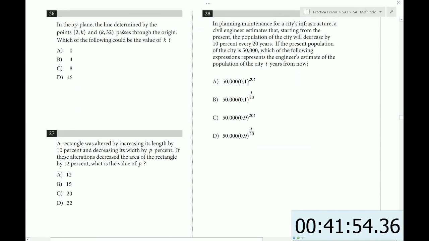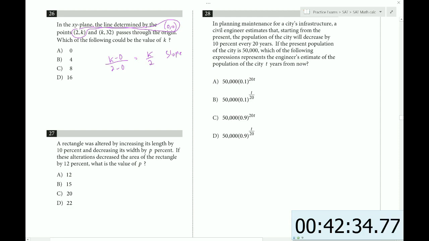In the xy plane, the line determined by these points passes through the origin. The origin is 0, 0. Which of the following could be the value of k? If we did a slope formula with these two points, we wouldn't get very far, because we would have k as an unknown. However, we could also use 0, 0. So for instance, we can use 0, 0 along with 2, k. The change in y would be k minus 0, the change in x would be 2 minus 0, so we get k over 2, and that's the slope.